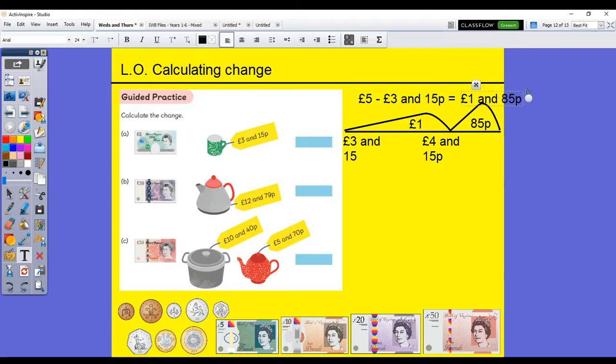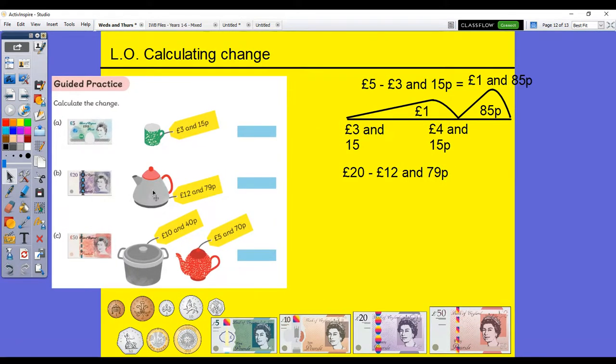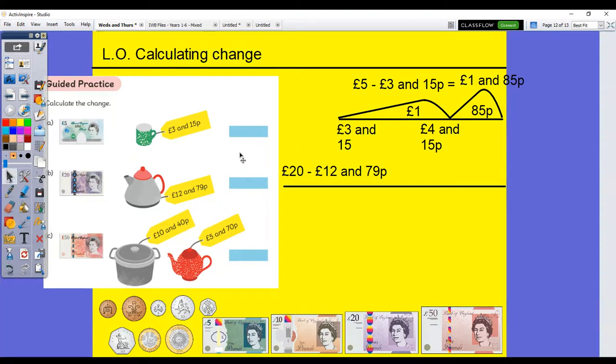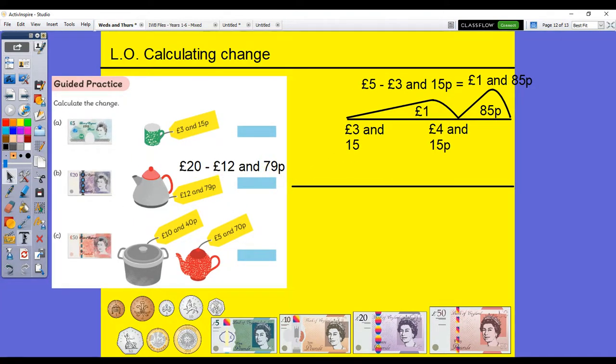Okay. So next one, our calculation is going to be £20 take away £12.79. So again, I am going to use a number line here, and I'm going to show you what I do this time, because we've got the ones that haven't ended in a 0 or a 5, which is brilliant. If I can show you what we can do on a number line.